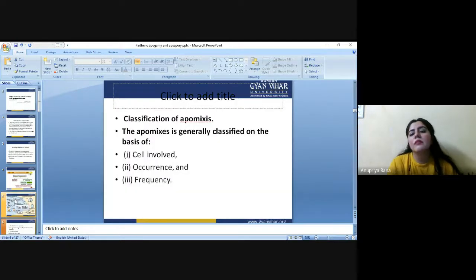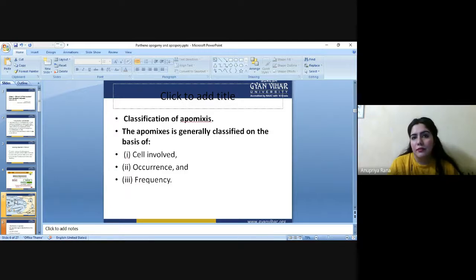Now our focus is on the classification of apomixis. As we are talking about classification, there are three bases, you can call them, on which we can classify the plant apomixis process. The first base is the cell involved in the formation of apomixis. So which kind of cell is involved in that particular process, on that basis we classify them.